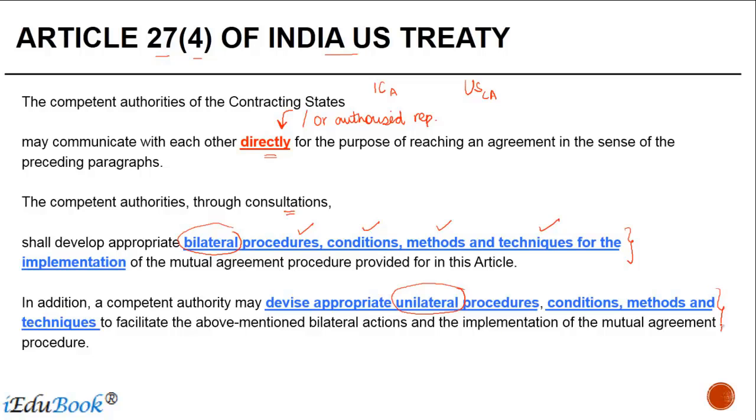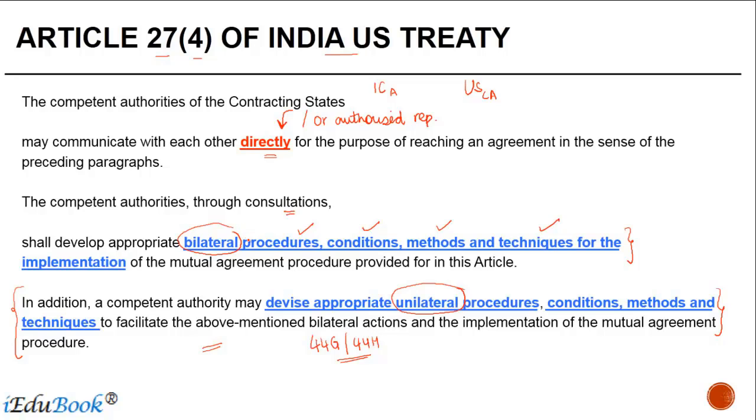So if you look at this part 2, actually Rule 44G and 44H are a part of what has been done by India to fulfill its obligation under something like this. They are the unilateral procedure which is done by the Indian competent authorities for the implementation of MAP.